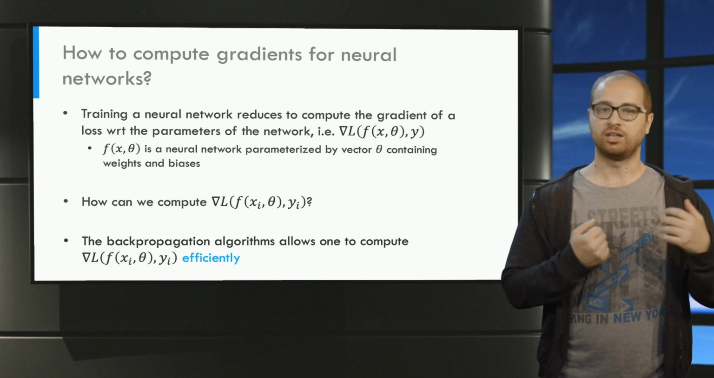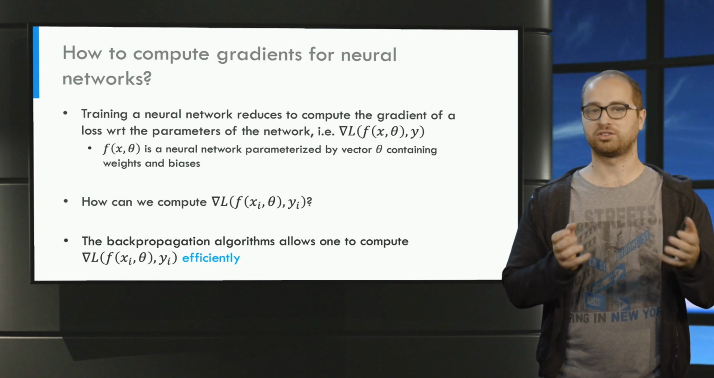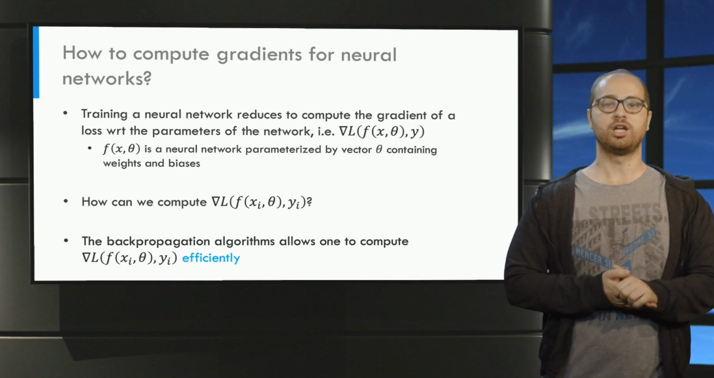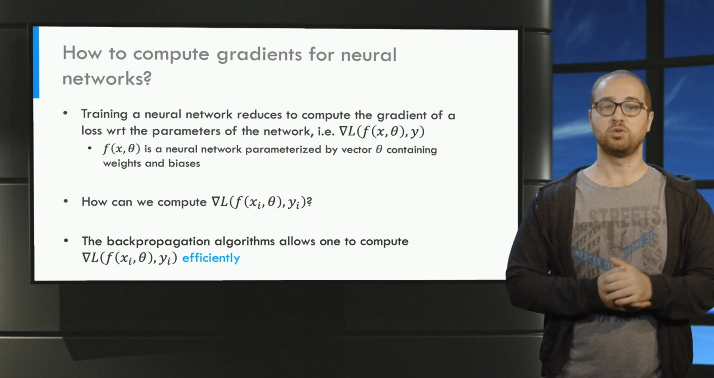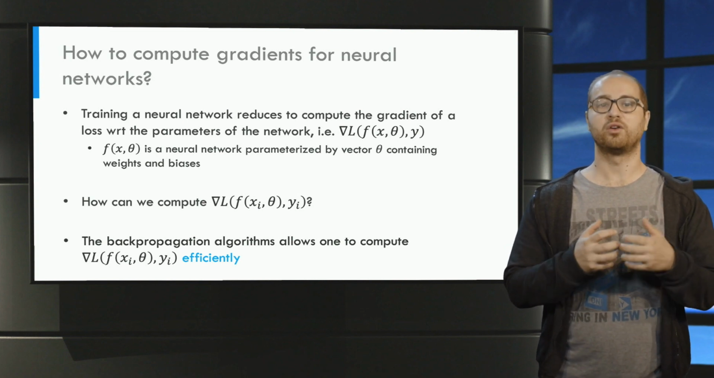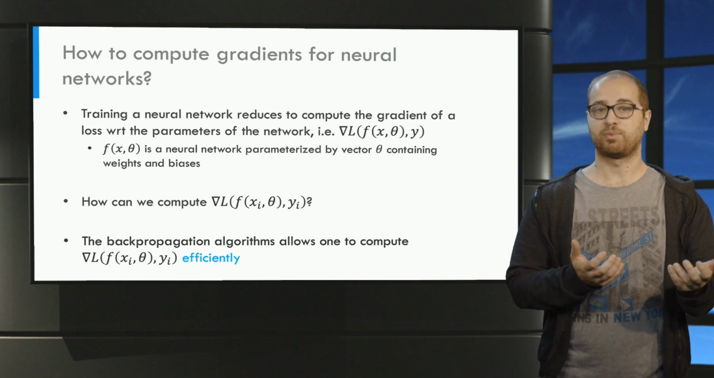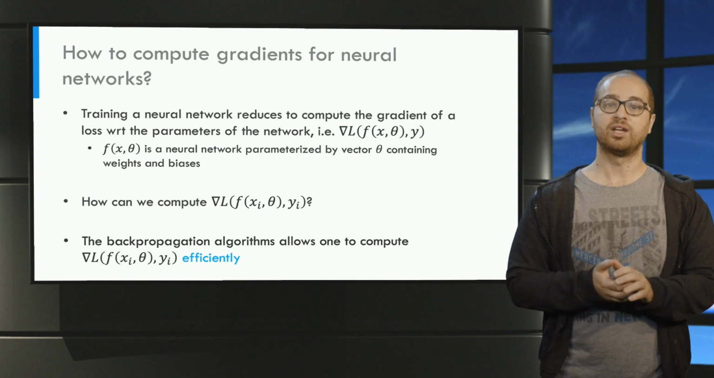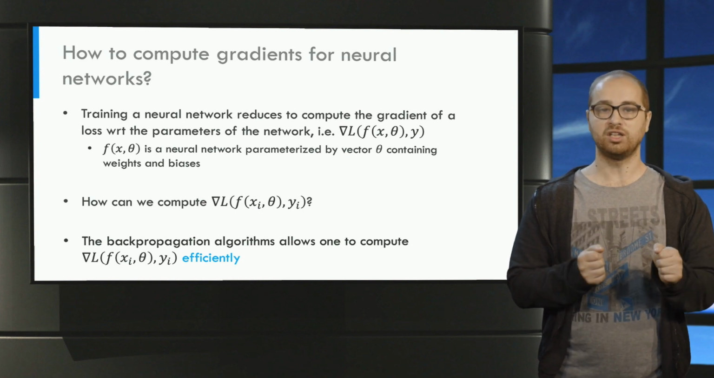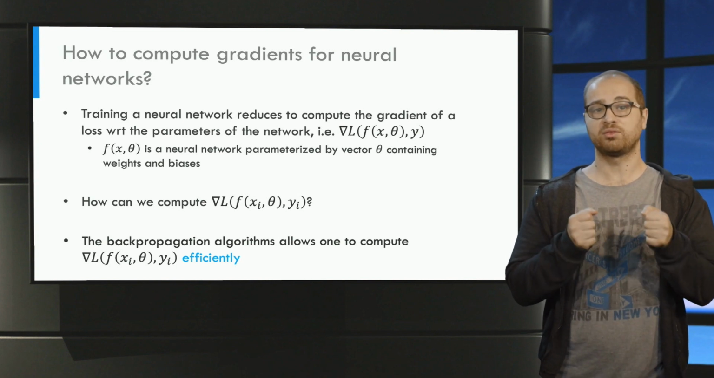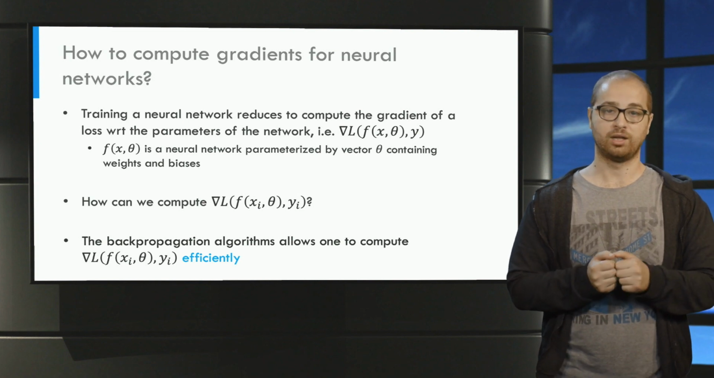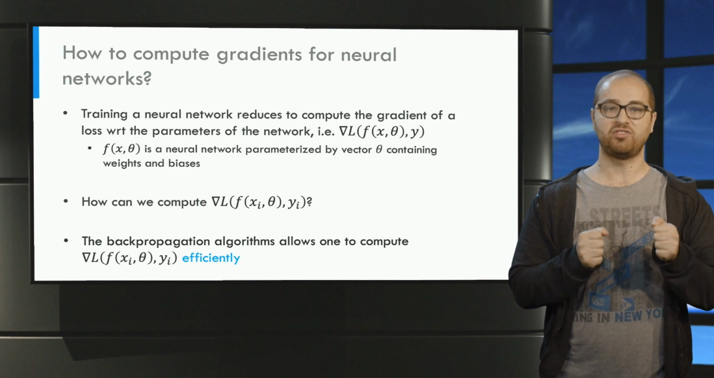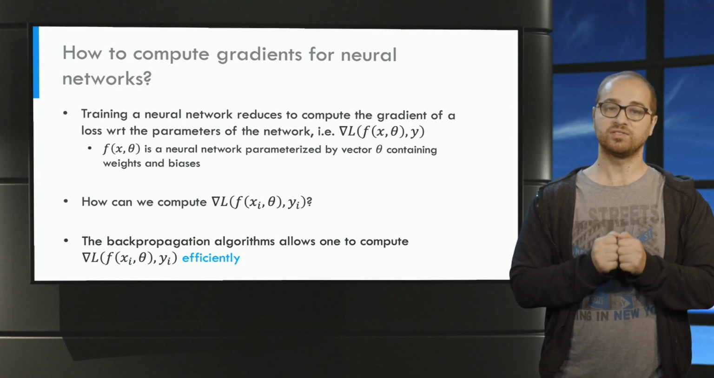For instance, in the case of classification, you can use the cross entropy, while for regression, you can use the square loss. In both cases, in order to use algorithms such as gradient descent or one of its variants to find the best parameters, weights and biases of the neural network minimizing the loss, the key step is to compute the gradient of the loss with regards to the parameters of the neural network. The backpropagation algorithm allows one to compute such gradients efficiently, and it's one of the reasons for the success of neural networks.